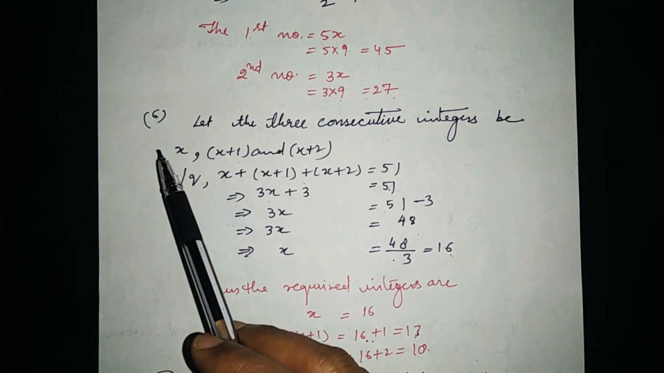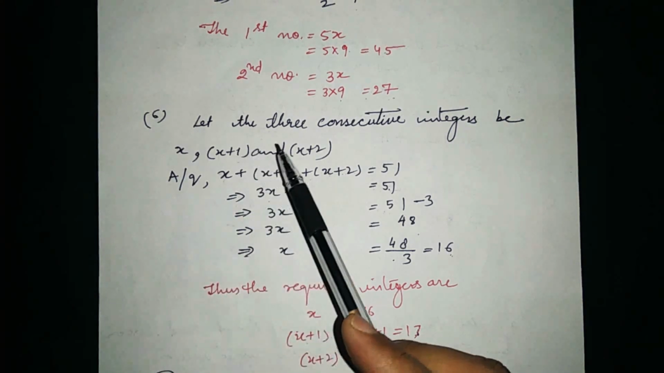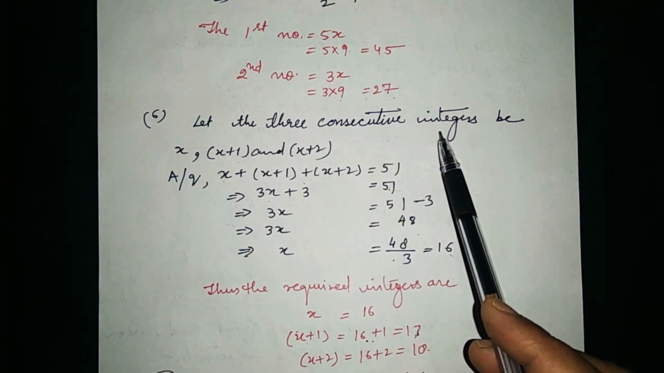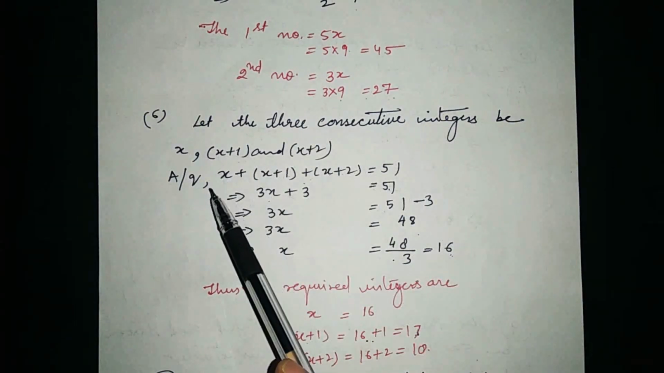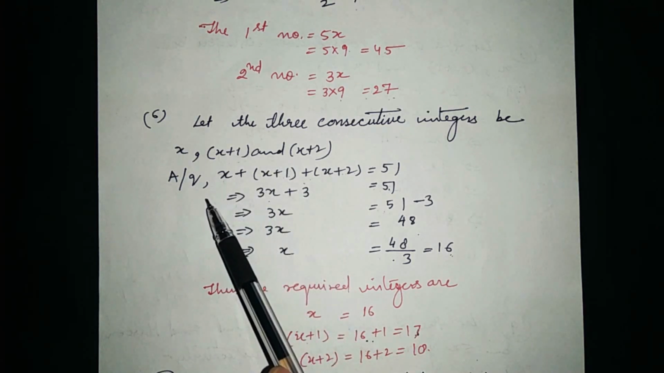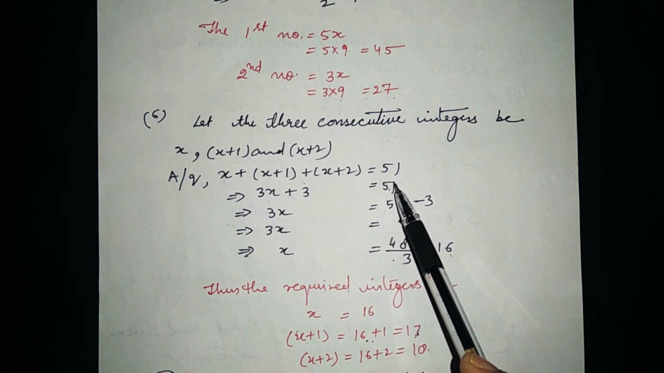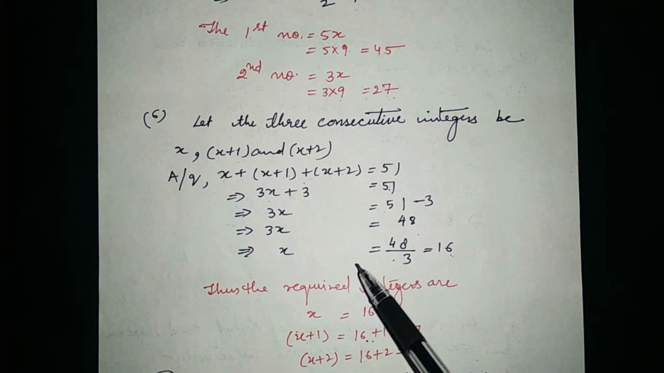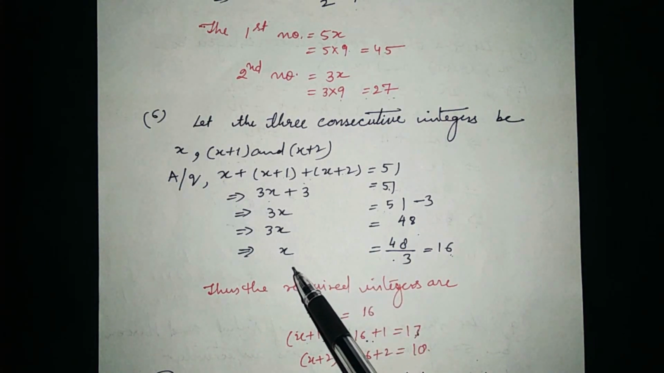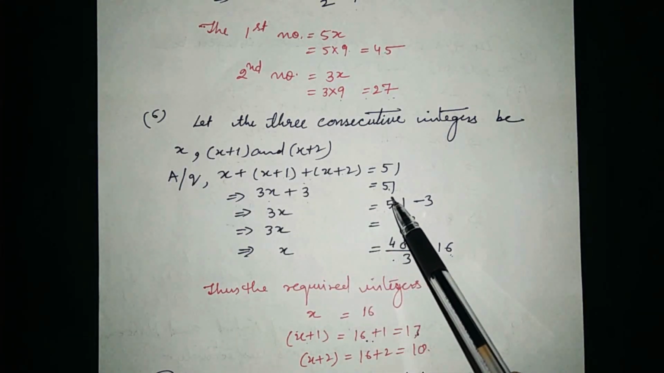See the question 6 now. Question 6 is: 3 consecutive integers add up to 51. What are these integers? Here you will assume 3 consecutive integers. Let the 3 consecutive integers be x, x plus 1 and x plus 2. Then according to the question, x plus x plus 1 plus x plus 2 is equal to 51. And then we will find the value of unknown variable x. Here x plus x plus x, 3x, and here 1 plus 2, 3 is equal to 51.